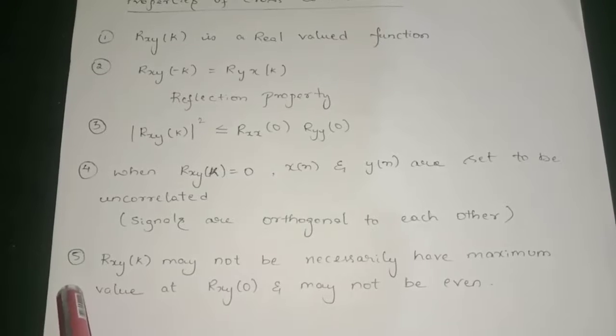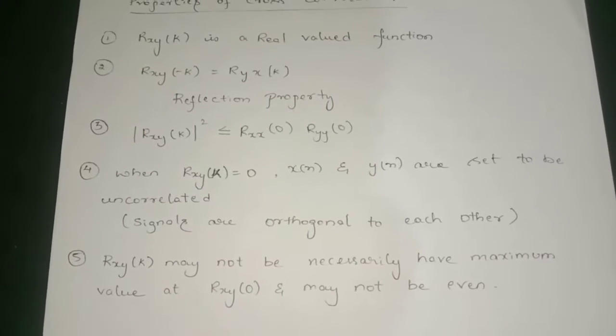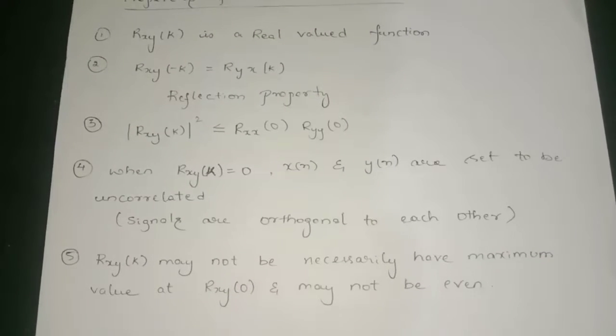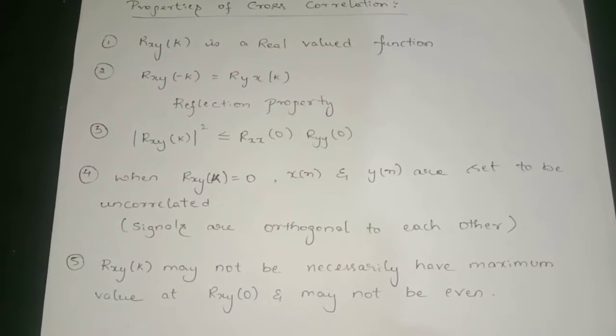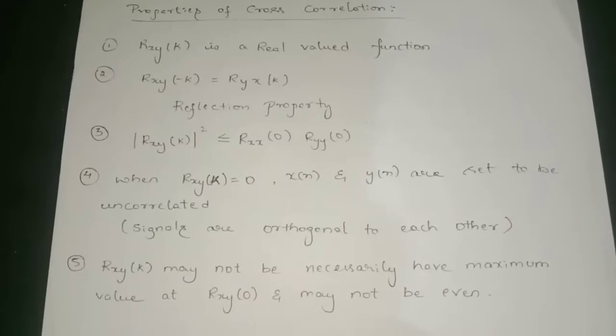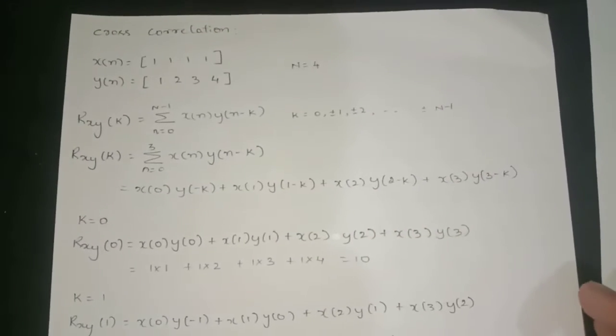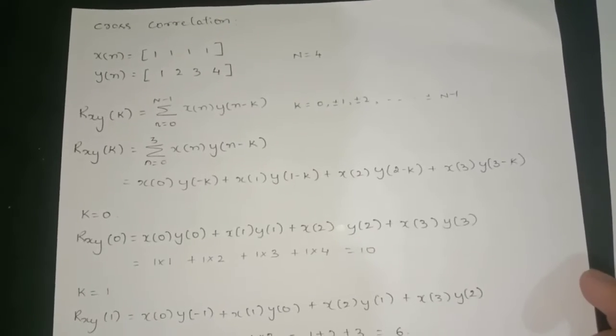Then the fifth property goes like this: Rxy of k, that is the cross correlation of x and y, may not necessarily have maximum value at the center, that is at k equals 0, and may not be even 2. So let us go through the calculation of a cross correlation.